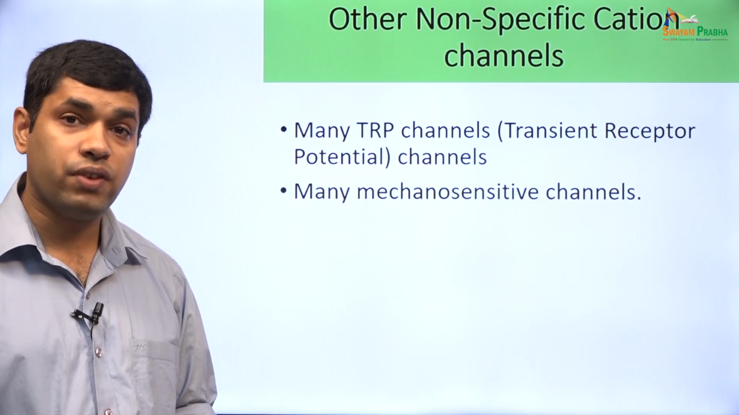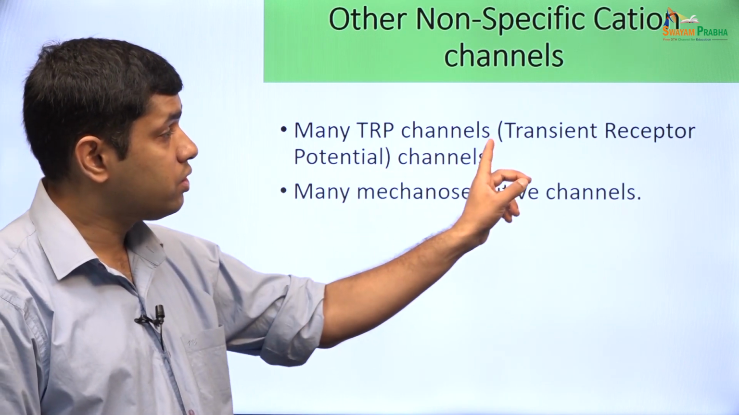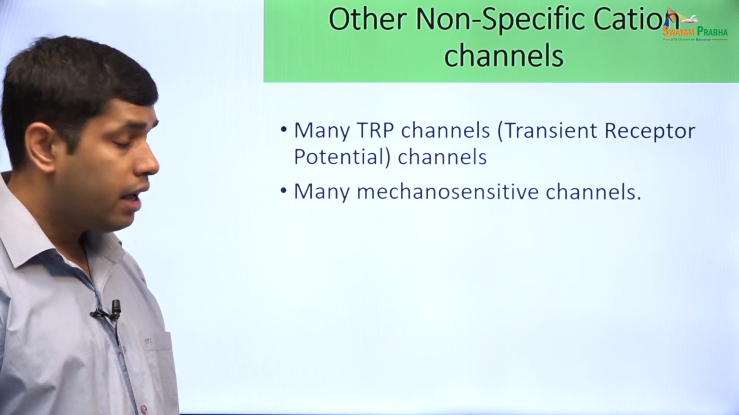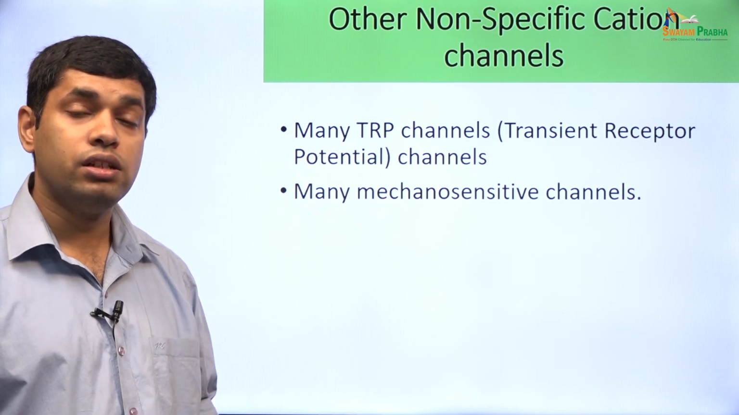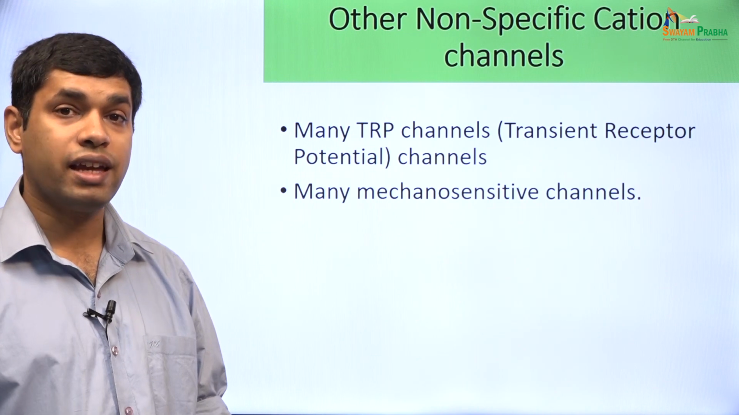Now, there are other non-specific cation channels, which are the TRP channels. Certain TRP channels, which are transient receptor potential channels, are also non-specific cation channels. And many of the mechanosensitive channels that help us sense mechanical changes or mechanical stimuli are non-specific cation channels.